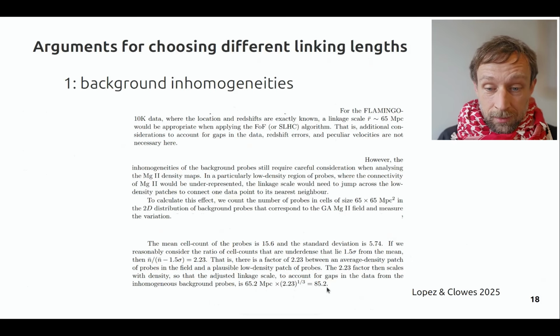Now, it's important to note that even a homogeneous quasar background, when you measure the count within a small aperture where the mean is 15.6, would have a standard deviation of about 4.